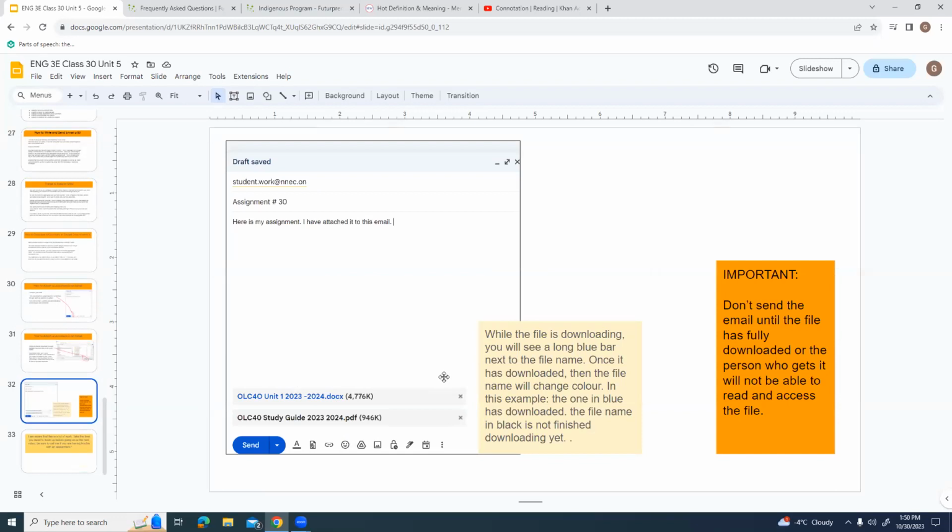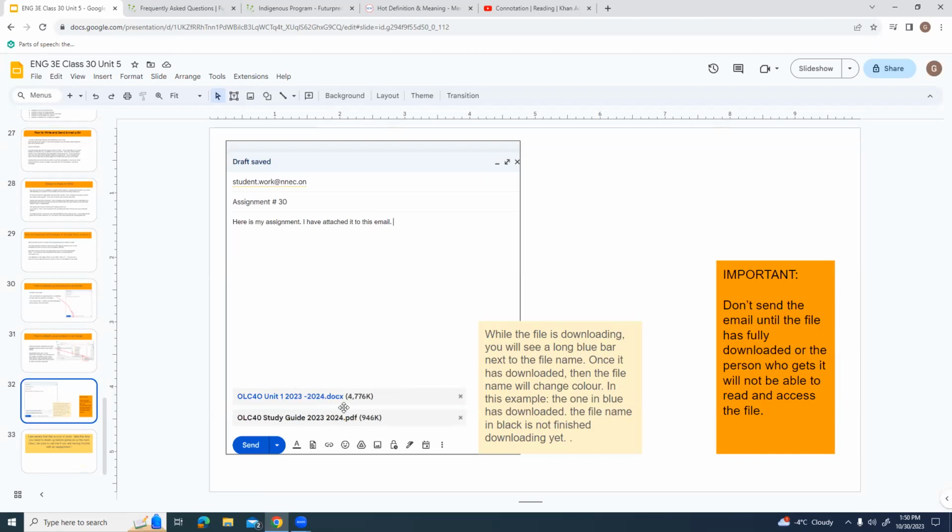Then, while the file is downloading, you're going to see a long blue bar. And once it's finished downloading, the file name will change color. So for example, this one in blue has downloaded, but this one here in black hasn't finished downloading yet.